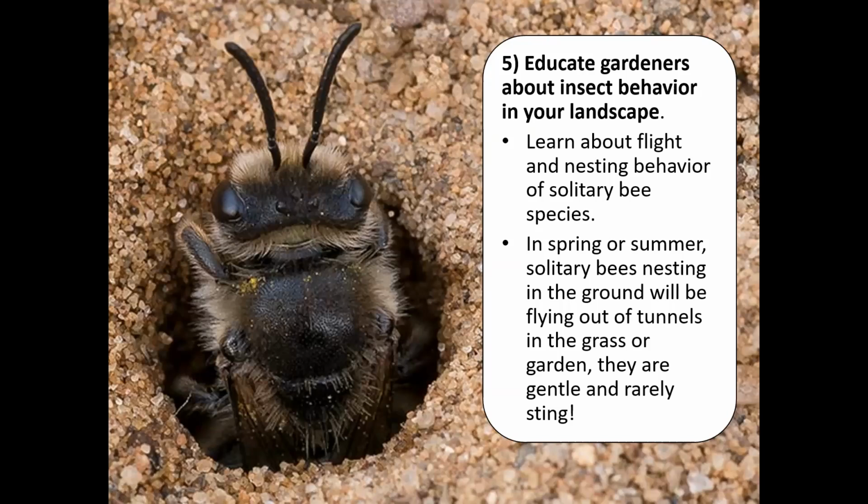So educating gardeners about insect behaviors in your landscape, that's another important part of this plan. You want to learn about the flight and nesting behaviors of these solitary bees. I showed you on that first slide that you couldn't really see, and I had to go back to it again. But when you're out there in the spring, usually in June, you'll see all these little mounds that look like anthills, but they're not. They're actually from the solitary bees. And we get calls saying, hey, I've got all of these anthills in my yard. What am I going to do about them?